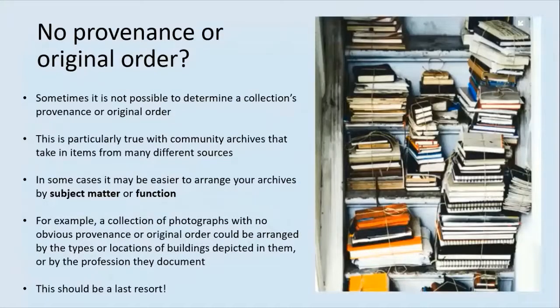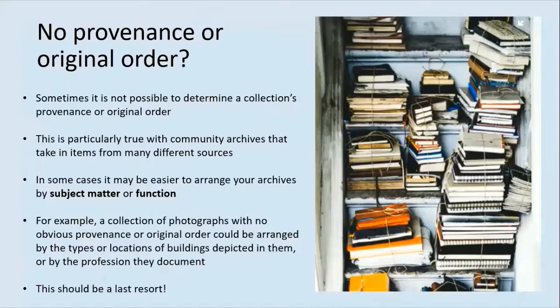Sometimes it is not possible to determine a collection's provenance or original order, particularly with community archives that take in items from many different sources. It could have come to you in a rubbish bag with everything jumbled up. In cases such as this, it may be easy to arrange the catalogue of the collection by its subjects or the functions it describes. This is sometimes called functional analysis.